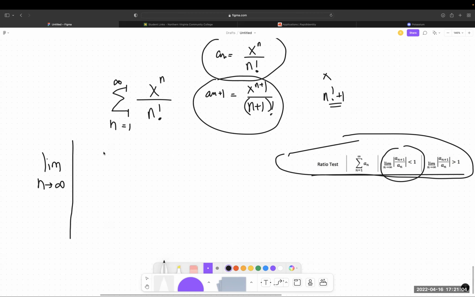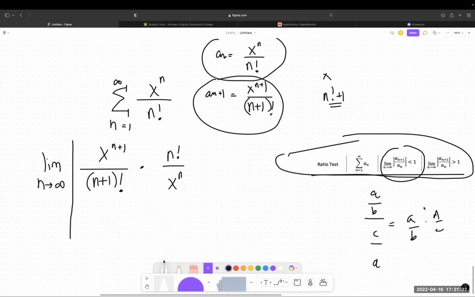So let's do x to the n plus 1, divided by, and again, I'm just sort of following the sheet here. And then we're multiplying by the reciprocal of the original a of n. In actuality, it's x to the n over n factorial, but we're going to do n factorial over x to the n, because we'd have to divide, right, by doing this. So might as well just do this, right?